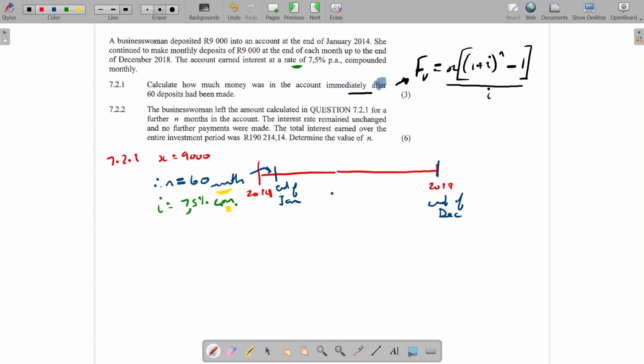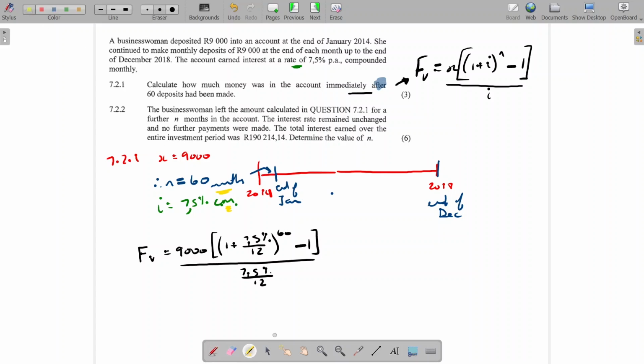So I'm going to plug it in. As I said before, the key thing is this line over here. The future value will be 9,000 Rand, 1 plus 7.5% over 12, to the power of 60, minus 1, all over 7.5%. Please don't forget that this is over 12. So again, one of the key things here is that this 12 is still part of the interest rate.